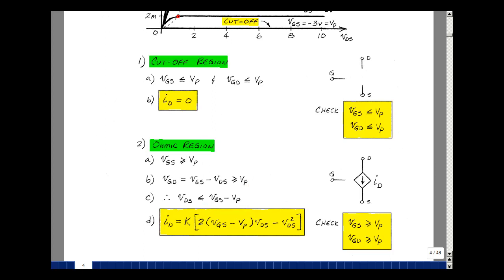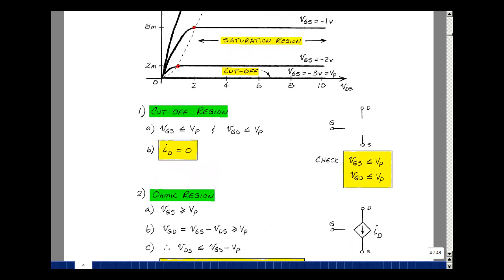The equation when we're in the ohmic region was found experimentally to be the following. A constant K, which we'll define on the next page, times the quantity, 2 times the quantity, the gate source minus the pinch-off, times the drain source, and then minus the drain source voltage squared. That square term is really showing up right over here on the curve. We're going from a straight line to something that's starting to turn as a square.